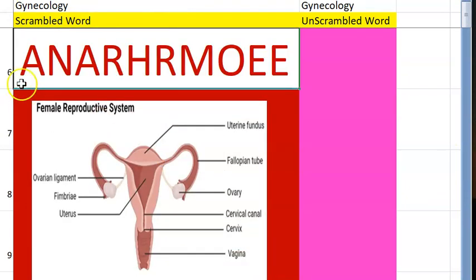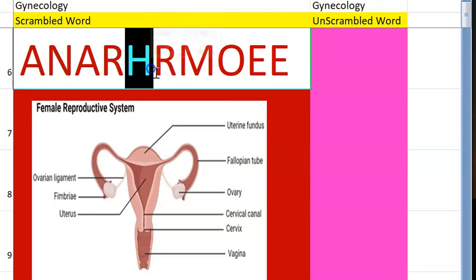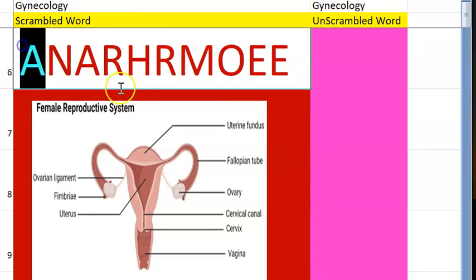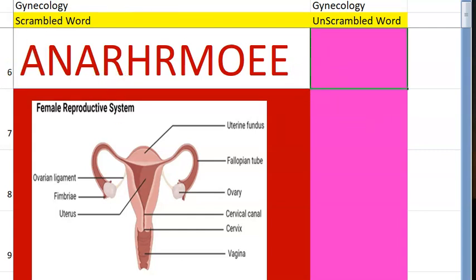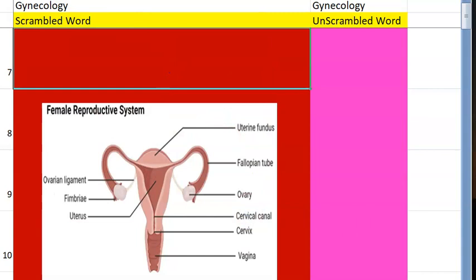Coming to the sixth one, guys. What is this? I'm guessing it is starting with an A. Sorry guys, it starts with an A. It is something to do with absent menstrual cycles. Amenorrhea. Very good. Go to the seventh one, guys.